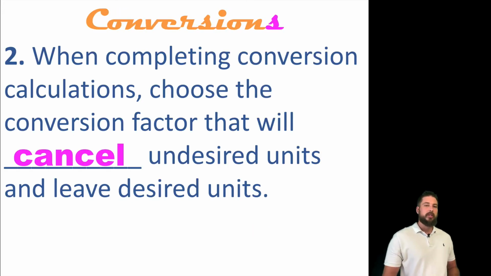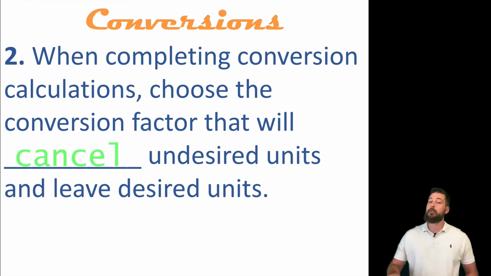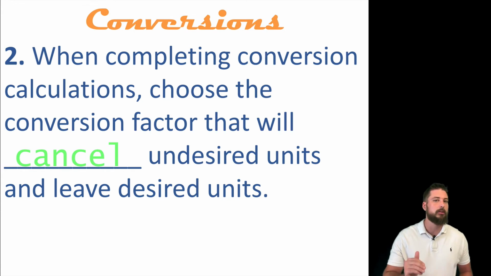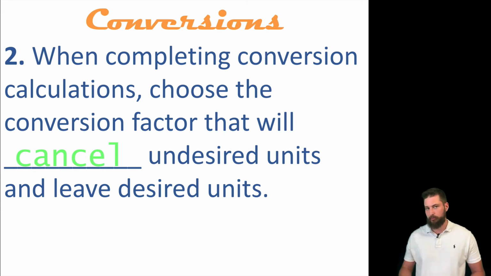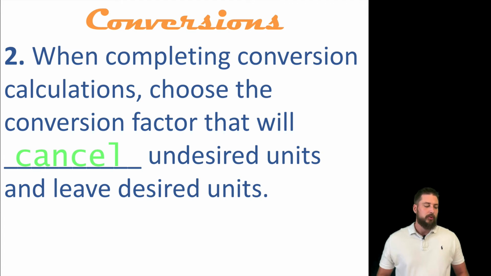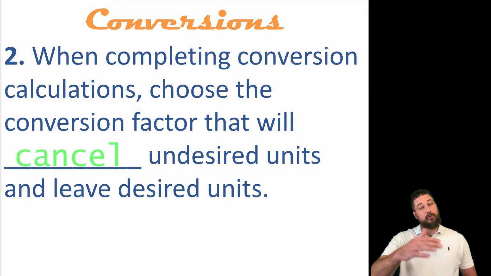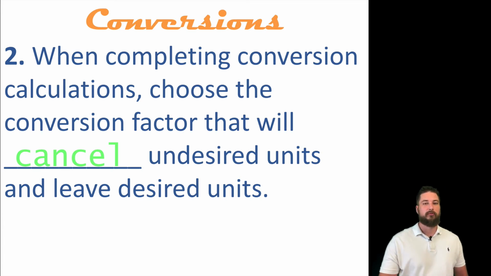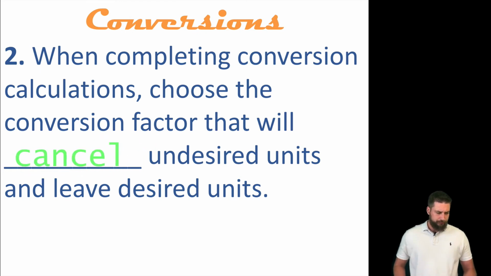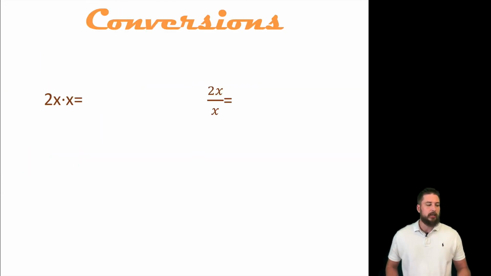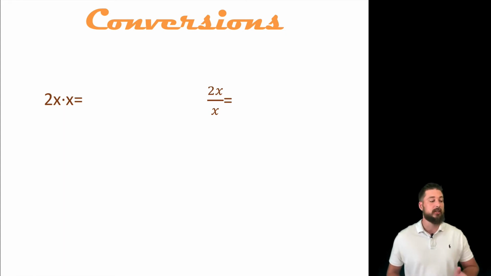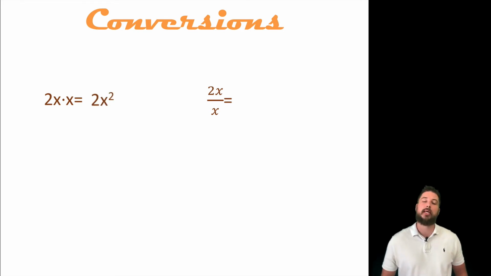So when completing a conversion calculation, it's going to be really important to choose the conversion factor that cancels out the undesirable units. And I'm going to go through an example of this in a moment. And the units that are left over after all the units are canceled are going to be your final units. So here is something that I want to show you about how units cancel. Let's go ahead and think of 2x times x. Well, 2x times x happens to be 2x squared.